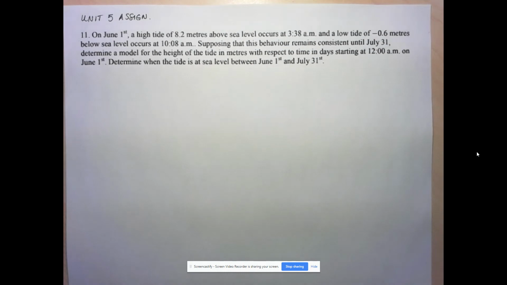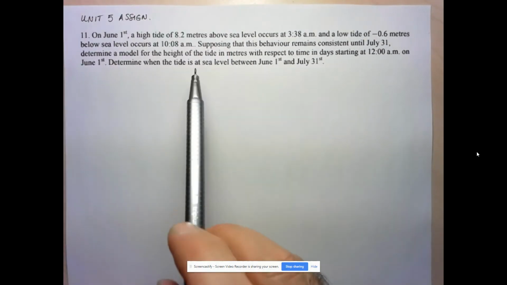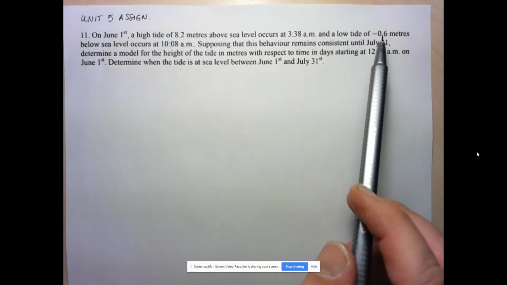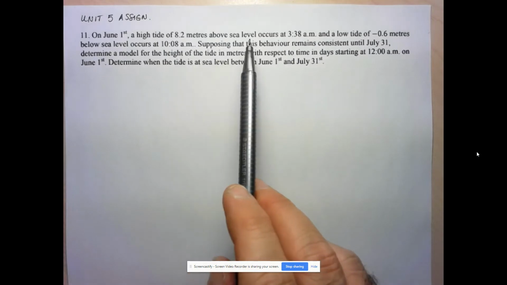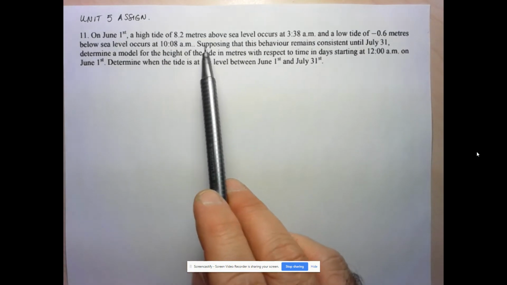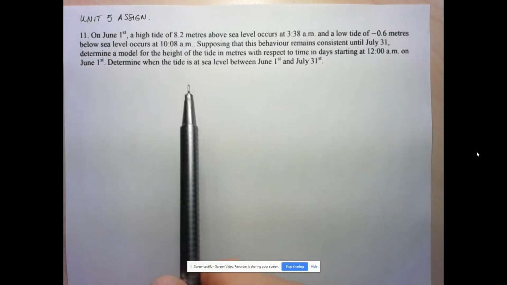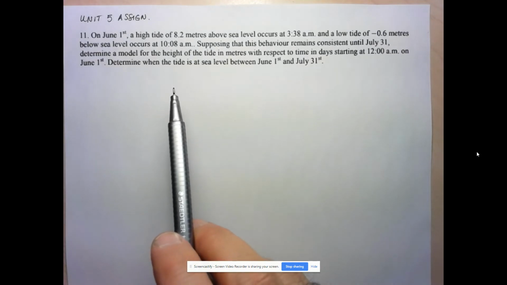Hi folks, we're going to take a look at number 11 on the Unit 5 assignment. So it's a tide question. They give us the maximum and minimum heights of the tide, and they give us times at which they occur. Notice that these times are from the maximum to the minimum, so that's just going to represent half the period. Keep that in mind when we do our calculations.